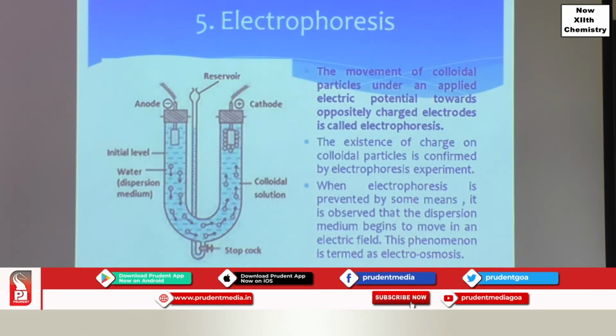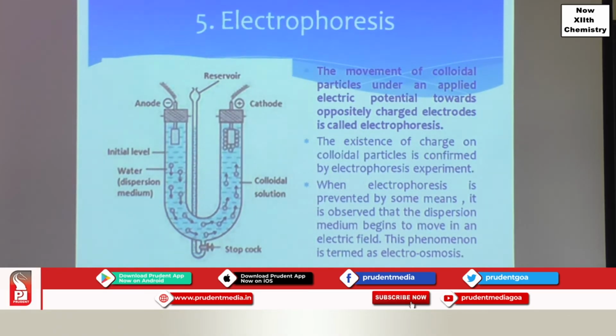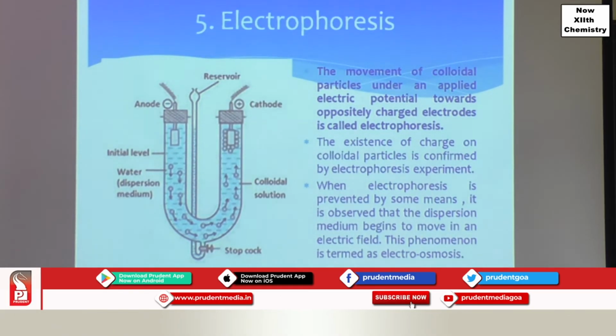The next property is electrophoresis. Now, electrophoresis is a proof that colloidal particles have charge. Now, what is done in electrophoresis? See, this is a U-tube apparatus in which at the end of this U-tube the two electrodes are suspended, which are platinum electrodes, and they are connected to the two terminals of the external source of electricity, and there is a colloidal solution which is charged either positive or negative.